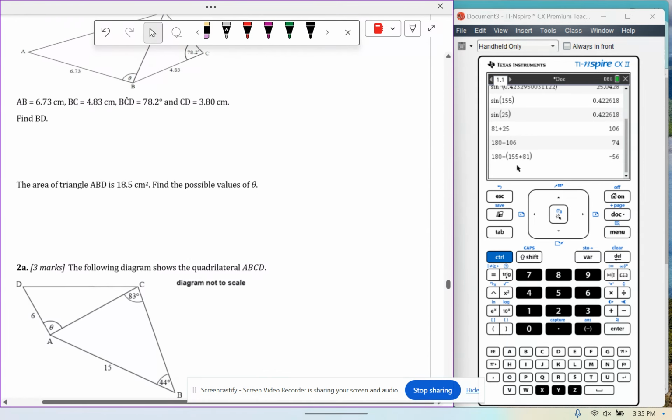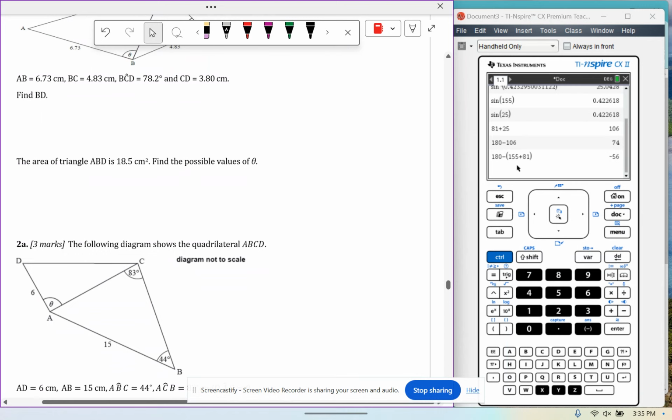Let's do an example problem. What's a good one here? What is one that's gonna make you think?